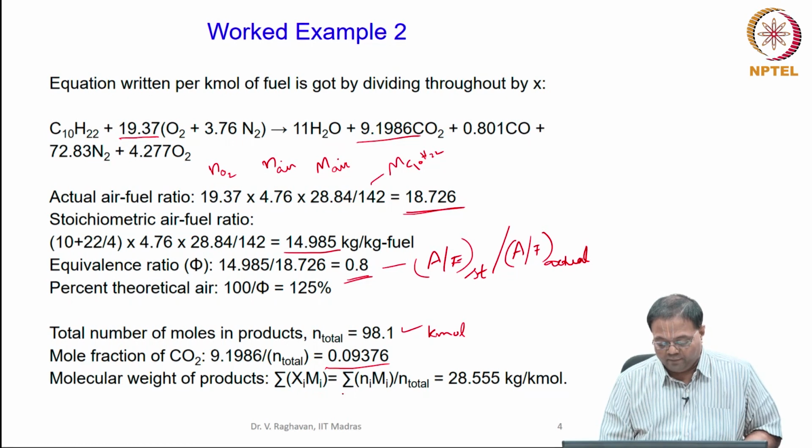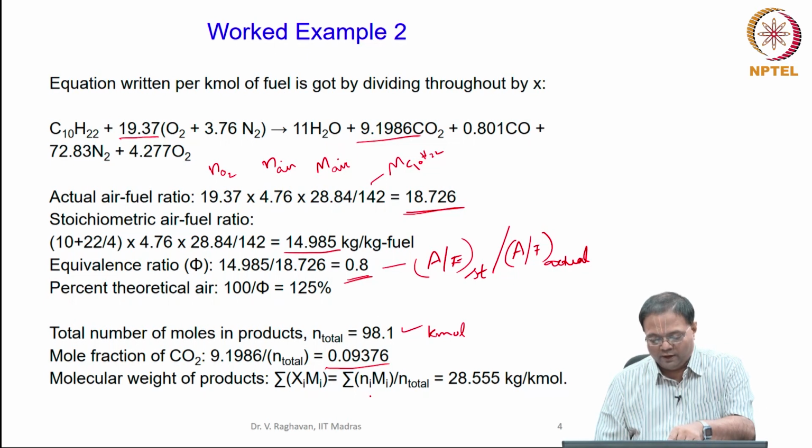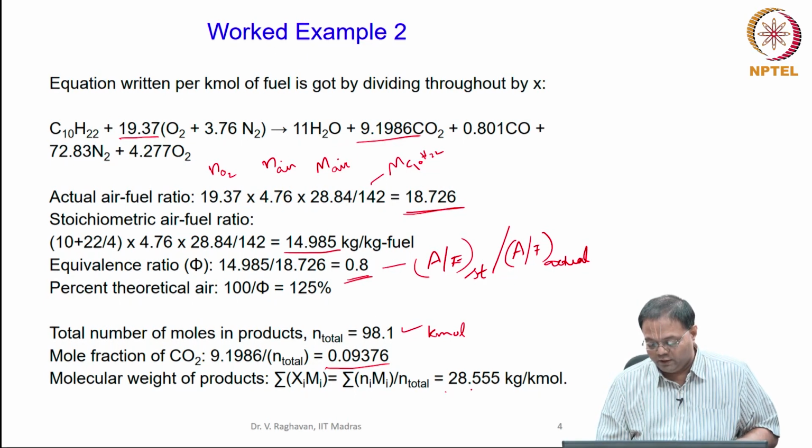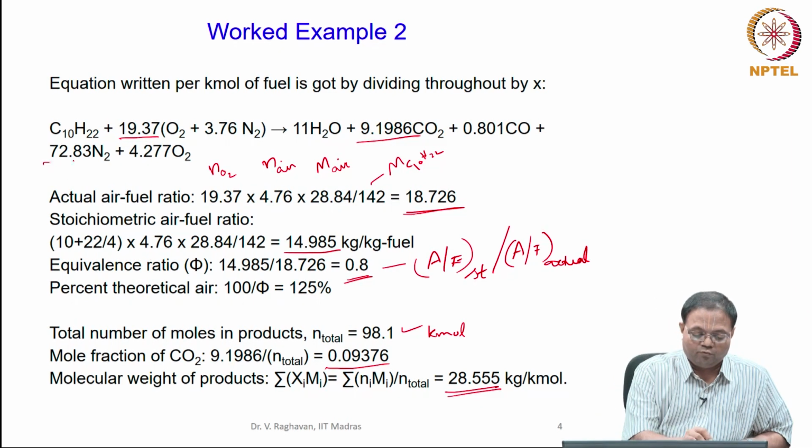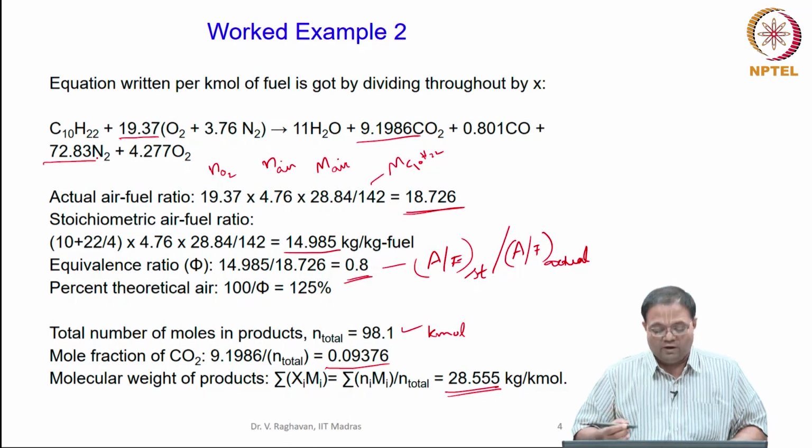So now we can write this as n_i into M_i divided by n total. You will get the molecular weight. This is very close to nitrogen's, because nitrogen's number of moles, its mole fraction, is very high.